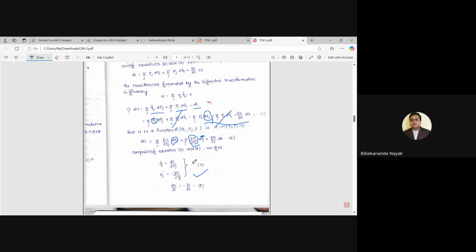Okay. And comparing the third term, del H by del t is equal to minus del L by del t. We got this set of equations which is known as Hamilton's canonical equations. There are actually 3n qj and 3n pj. So for qj we have 3n equations, for pj we have 3n equations, a set of 6n equations. These 6n equations are known as Hamilton's canonical equations.